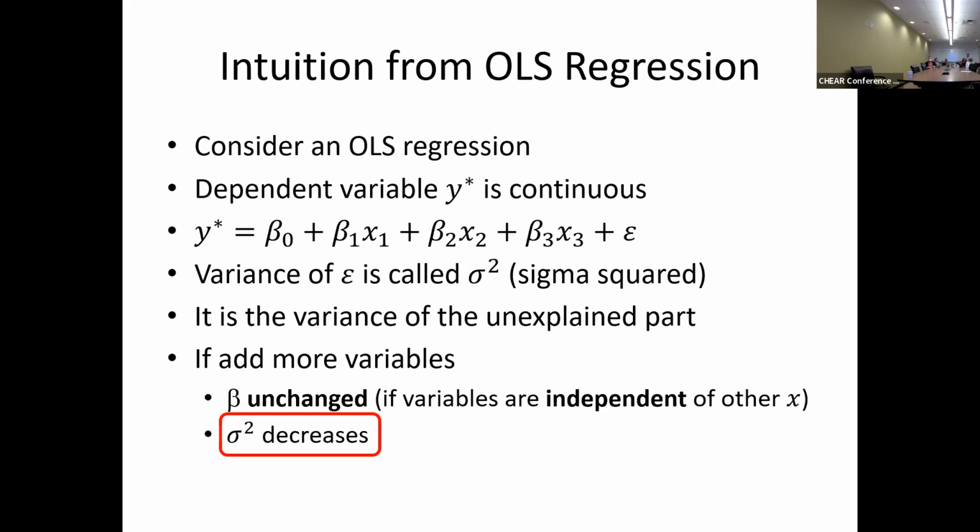If you add more variables, and if those variables are independent of all the other variables that are already in the model, then what happens? Well, one thing is these betas stay exactly the same. If I add new variables that are uncorrelated, independent of all the other variables, these betas will stay the same. I just add in new variables. And the second thing is sigma squared goes down. So those are two things to remember from ordinary least squares regression.